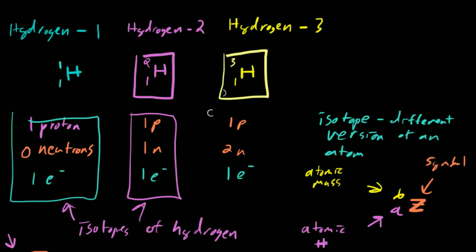You can see that we left off our atomic number because it was almost redundant. In order to have an atom that's considered hydrogen, by definition, our atomic number is going to be 1. By definition, it is going to have 1 proton. So anyway, hopefully that gives you an introduction to isotopes.